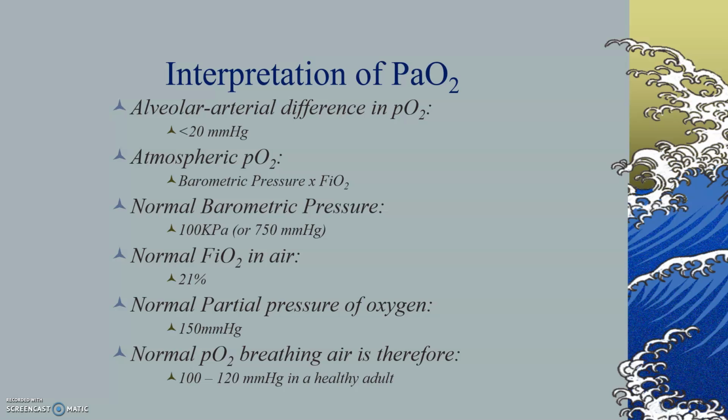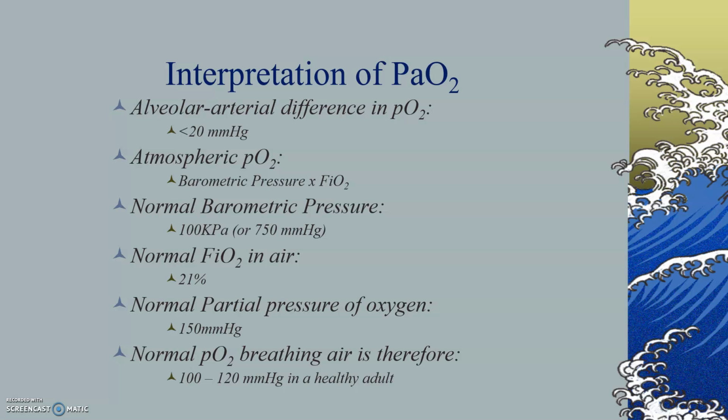From that, we can work out something called the alveolar arterial difference, which is the difference between the partial pressure of oxygen in the air we're breathing in, or the air at the alveolus, compared to the partial pressure of oxygen in the blood itself. And there's always a little drop, but usually less than 20 millimeters mercury.